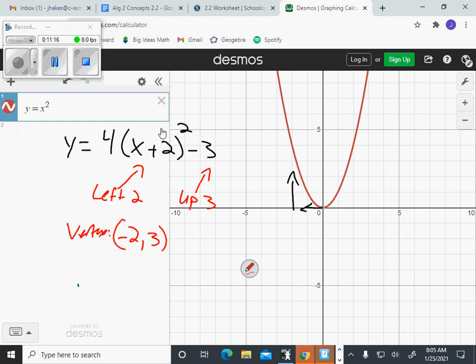My axis of symmetry is wherever my x value is on my vertex. So axis of symmetry should be x equals negative 2. Okay, x equals negative 2.